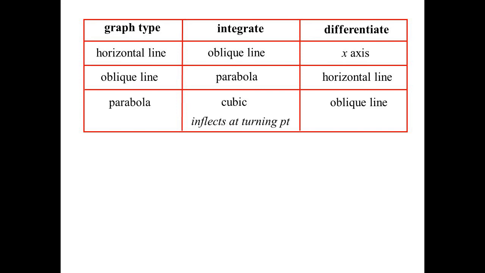If the original graph is a parabola, when we integrate, we get a cubic. But what we saw before was it will have an inflection point at the turning point of the parabola. When we differentiate the parabola, we get an oblique line.